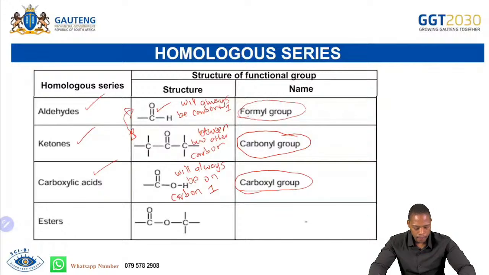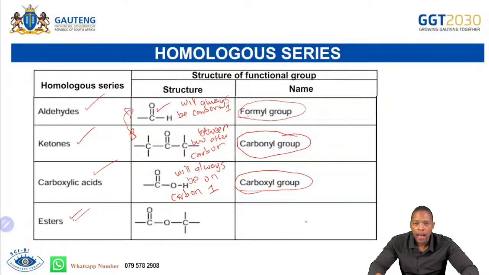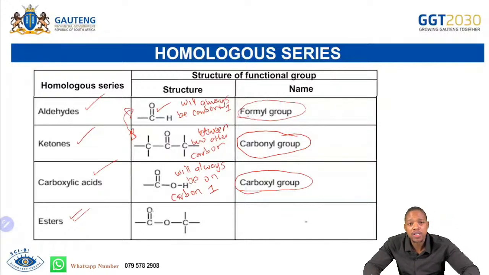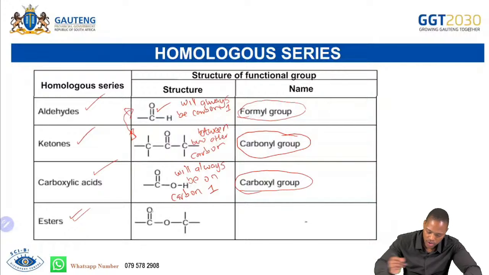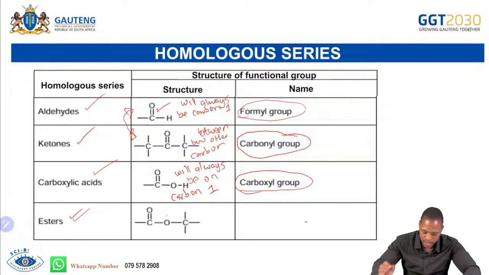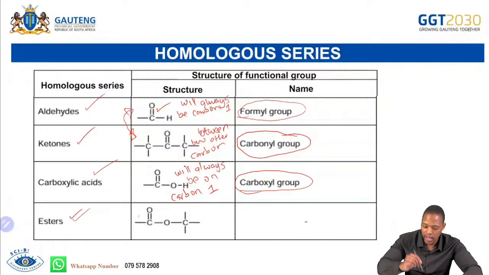Okay, and then the last one that we are going to do here is esters. How do we see esters? By looking at their structure. Well, we say esters are also going to have a double bond O and an O, like the carboxylic acid, right? The difference is that this double bond O on esters is going to be between 2 other carbons. So it will be surrounded by 2 other carbons, as was the case on ketones.